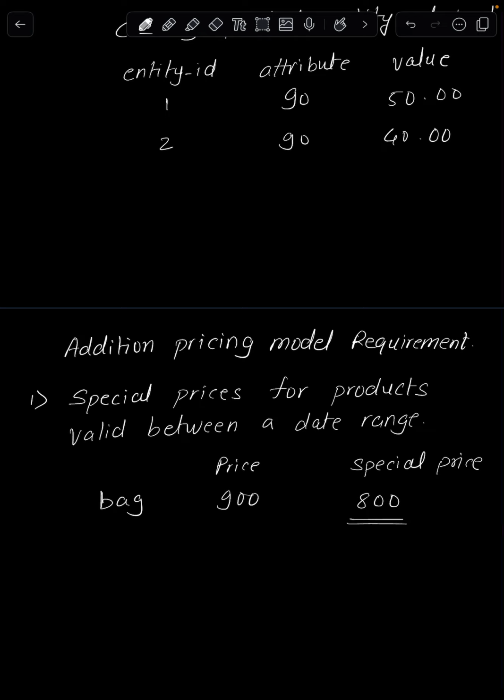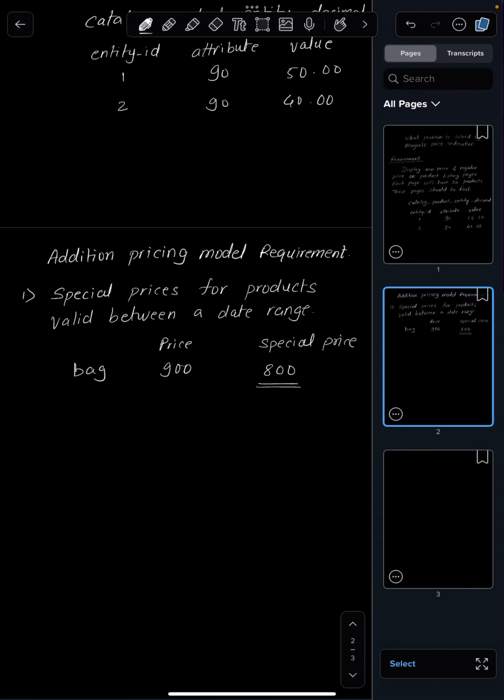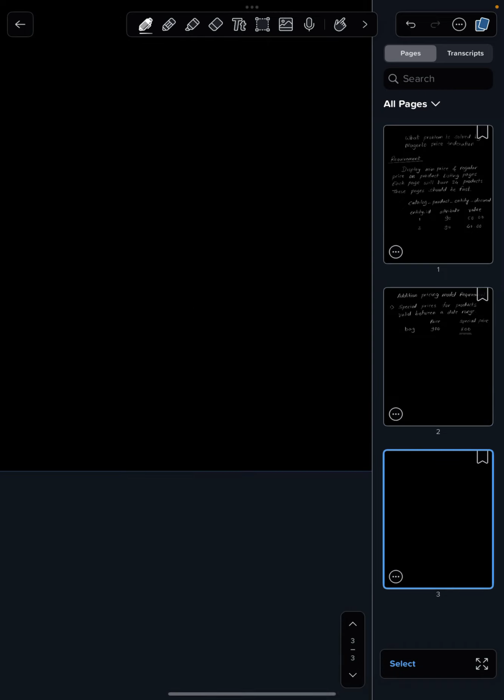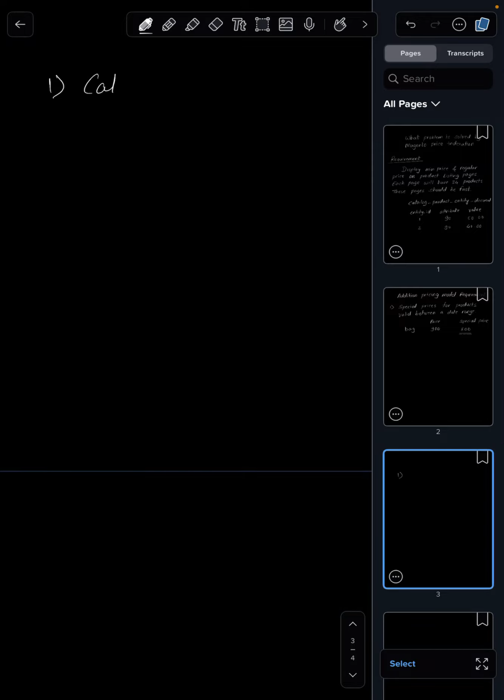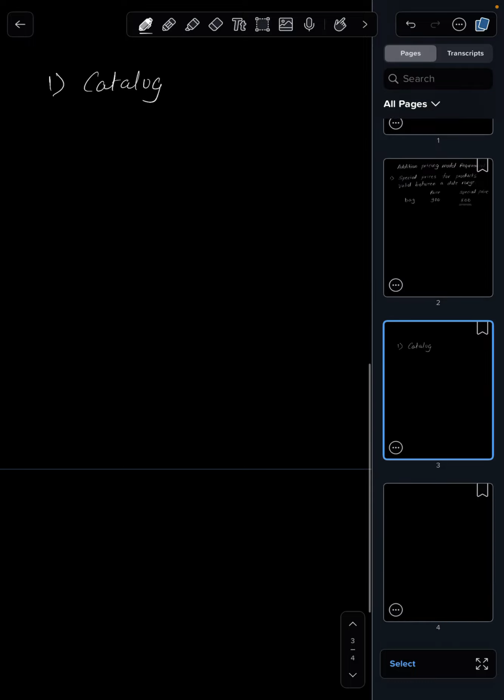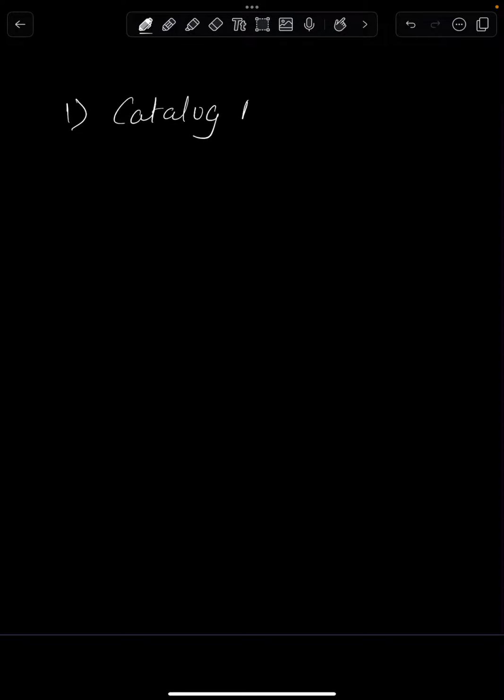Now, because your customer has different kinds of buyers, your customer, your vendor, the merchant wants to add some more pricing models. And what are these pricing models? Now let's look at those pricing models and see how they start making it complicated. So the first pricing model we'll look at is catalog rules.